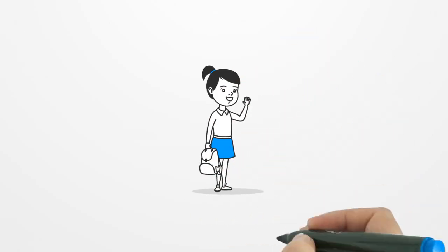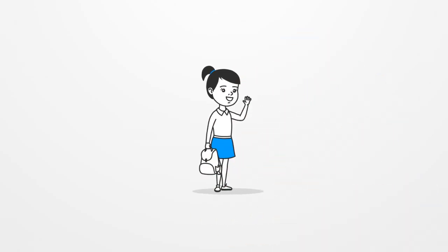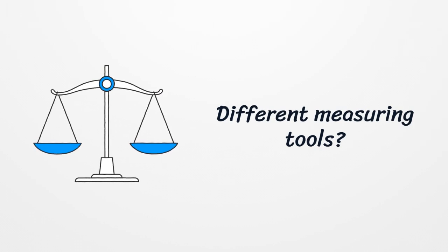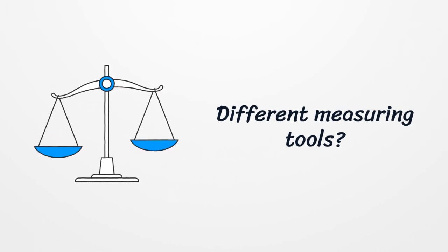This is Deepa. She has grown taller and needs a new school uniform. Her mother buys 2 meters of cloth from the shopkeeper. But wait, the tailor doesn't use the same scale. He uses a measuring tape, and Deepa's mom says, make it longer by 4 angle.